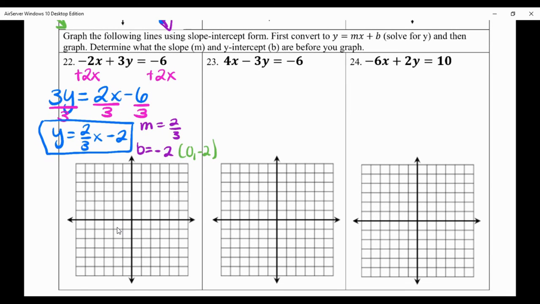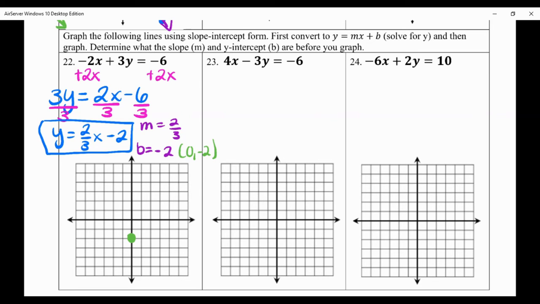So now we're ready to graph. Because we can graph this using slope-intercept form because it's now in slope-intercept form. So we want to plot the point at 0, -2. Always start on the y-axis when we're graphing in slope-intercept form.